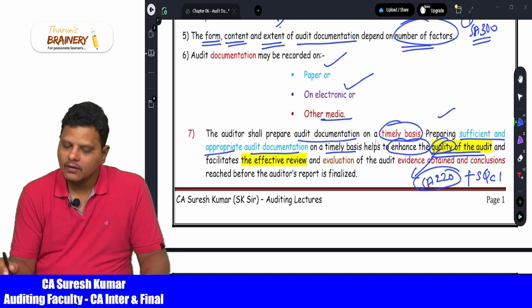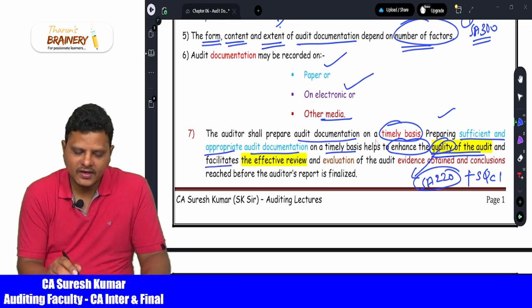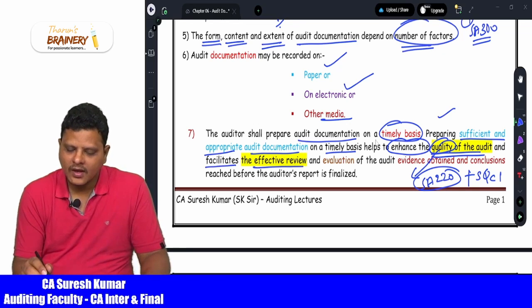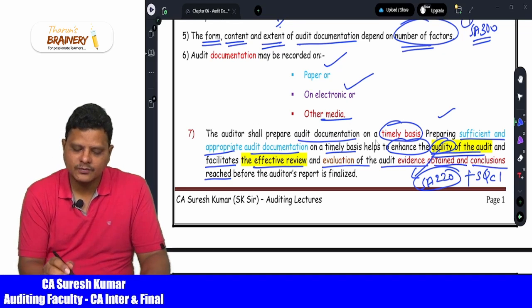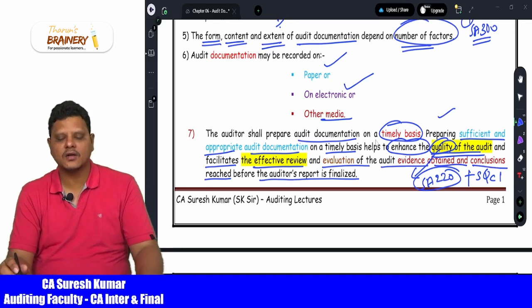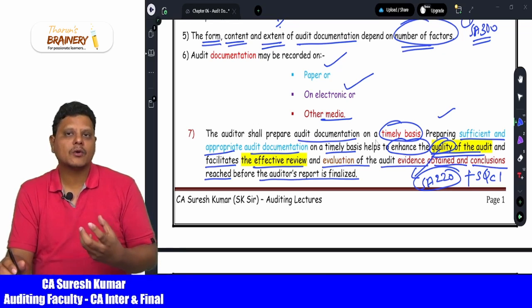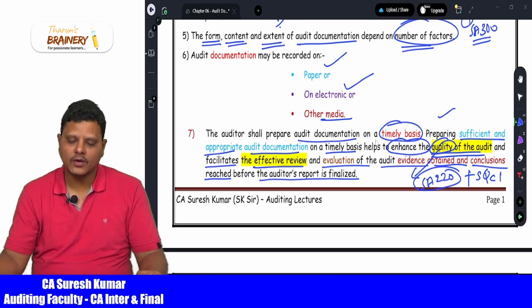Now, quality of audit and facilitates the effective review and evaluation of audit evidences which has been collected by the auditor, and conclusions, that is judgment, before the audit report is finalized by the auditor. So this documentation provides all these advantages to the auditor.